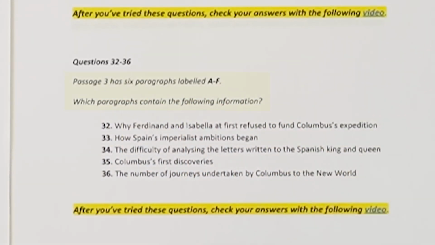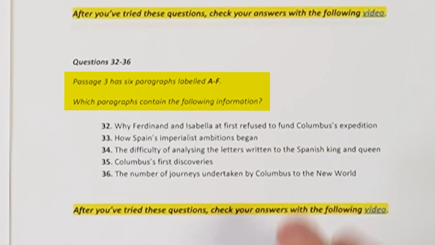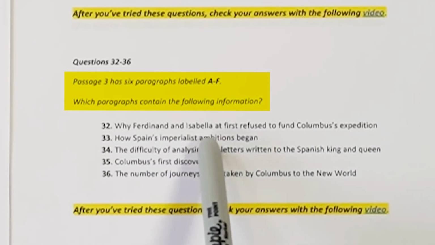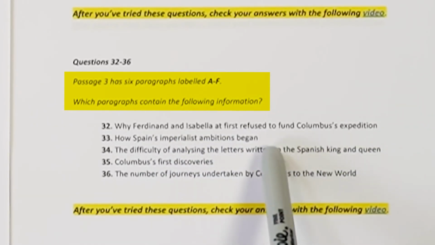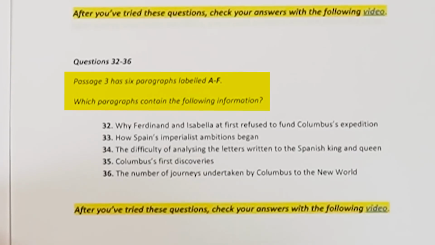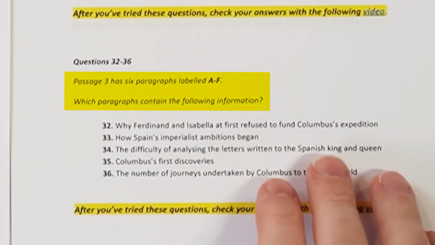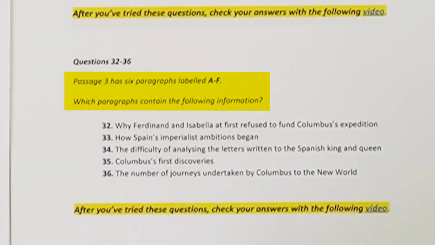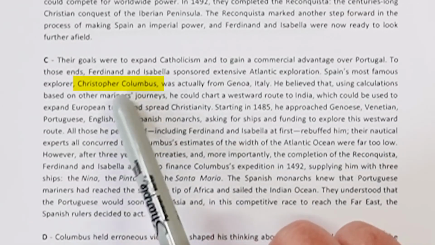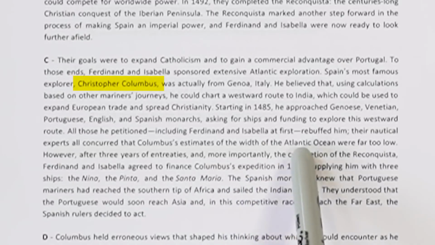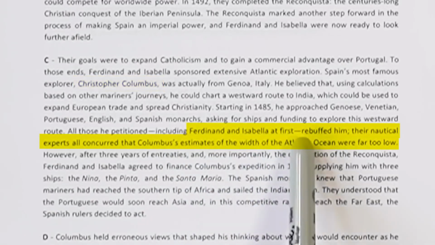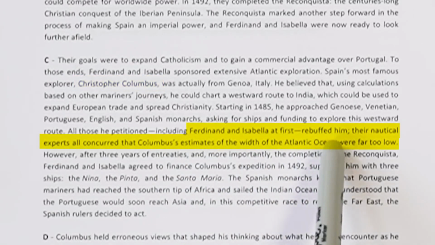Passage 3 has A to F. Yes, it does. Which paragraphs contain this information? Why Ferdinand and Isabella at first refused to fund Columbus's expedition. So we need to scan for Ferdinand and Isabella and Columbus and their expedition. Columbus is first mentioned here, and including Ferdinand and Isabella at first rebuffed him.